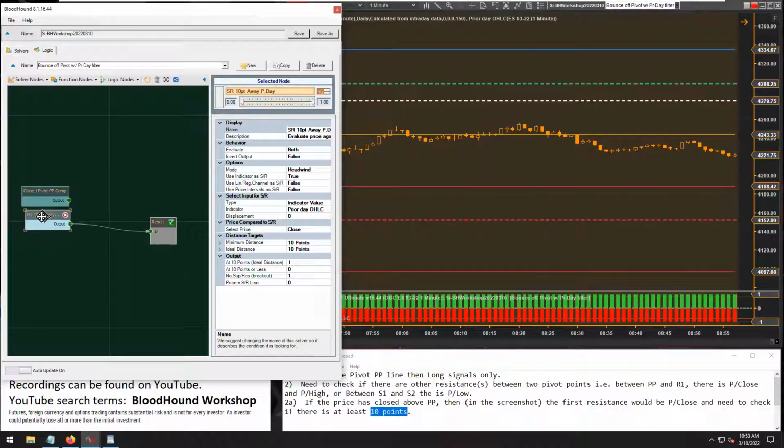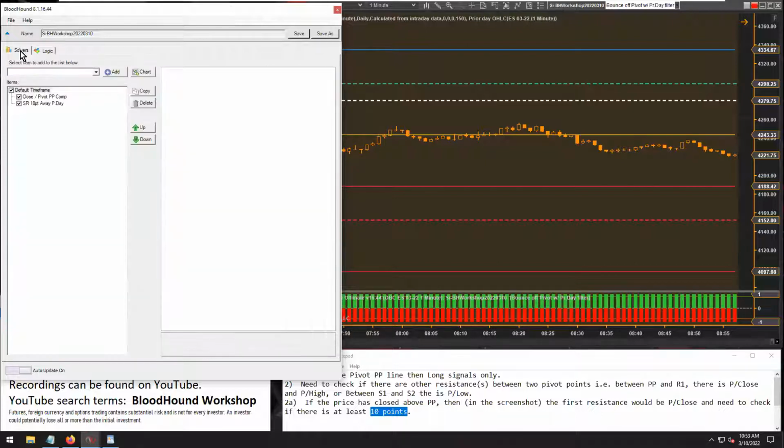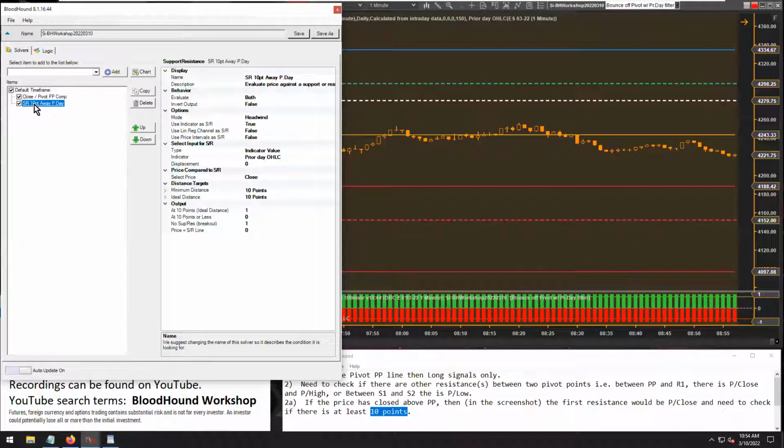So we need to set up another support resistance solver the same way that we just set this one up. But instead of using the prior day indicator, we're going to use the pivots indicator. So what I'm going to do is take a little shortcut, and switch over to the solvers tab. There's our list of solvers, and I can make a copy of this support resistance solver, so now we can make sure that the pivot lines have at least 10 points of clearance between them, right?